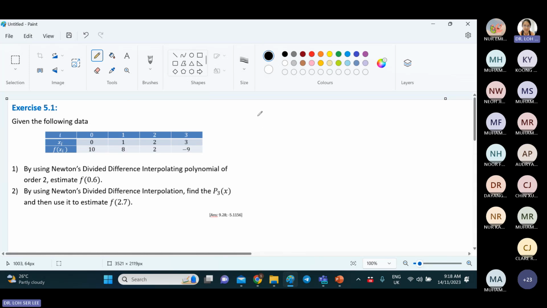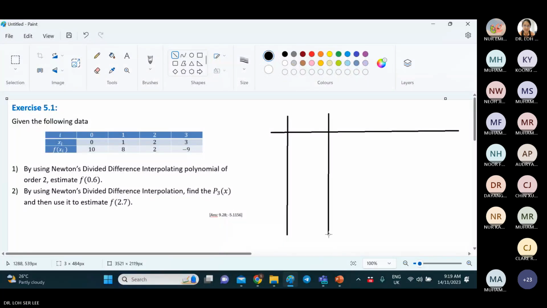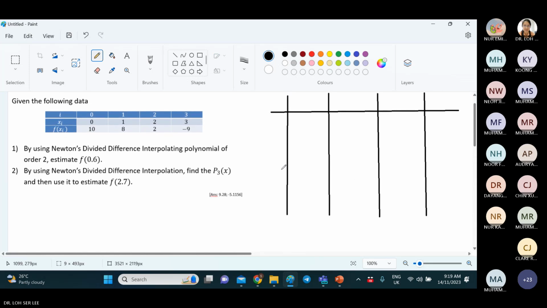So, question number 1. I sketch the table first. I write the formula here. Okay, for question number 1, order of 2.